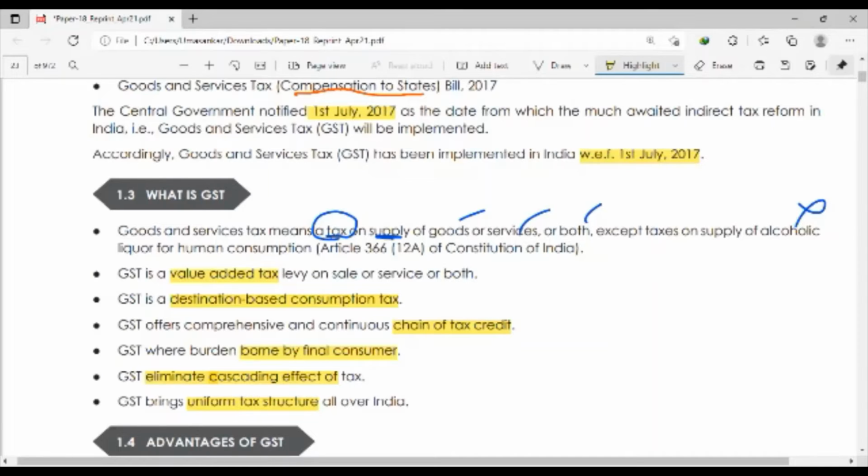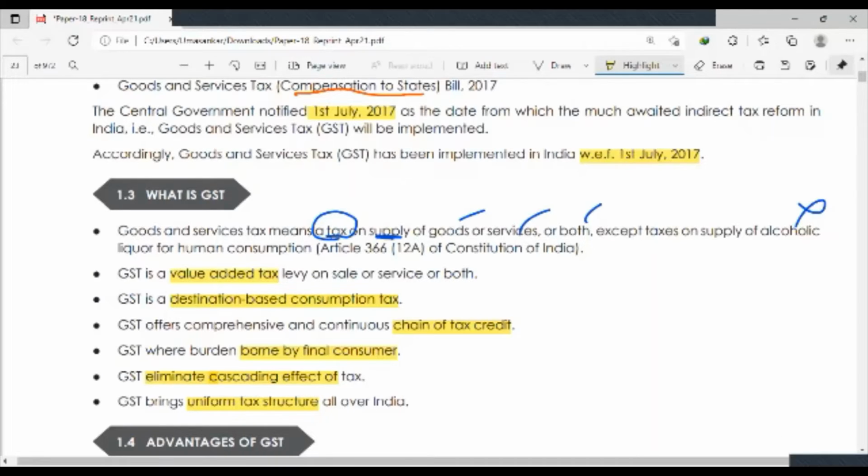GST is where the burden is also borne by the final consumer. As we have already said, it is consumption based, and a product or a service is normally consumed by the final consumer, so the burden is borne by the final consumer. GST eliminates the cascading effect. What do we mean by cascading effect? It means tax on tax, or more than one type of tax levied on a single value, either goods or services. That is called the cascading effect. To eliminate that, GST is the solution. And it is also a uniform tax rate, because all India has the same tax rate.